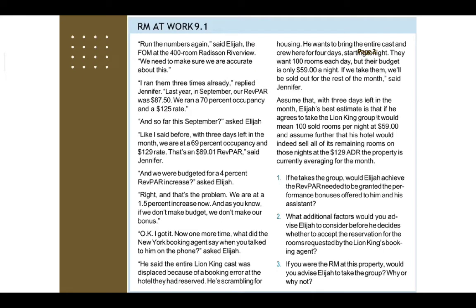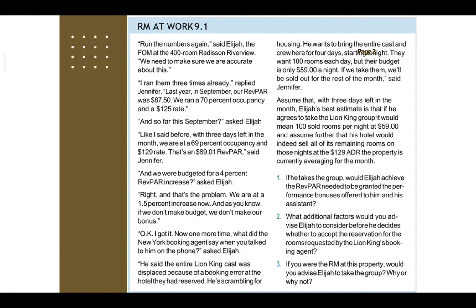$125 rate." "And so far this September?" asked Elijah. "Like I said before, with 3 days left in the month, we are at 69% occupancy and a $129 rate. That's an $89.01 RevPAR," said Jennifer. "And we were budgeted for a 4% RevPAR increase?" asked Elijah. "Right. And that's the problem. We are at a 1.5% increase now. And as you know, if we don't make budget, we don't make our bonus."